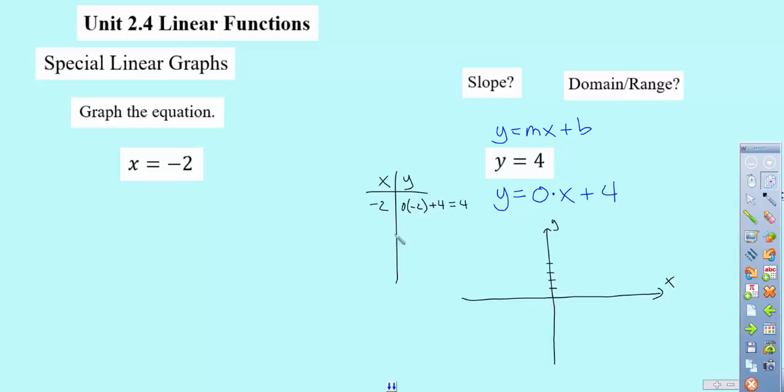I plugged in -2 for my x, so I'd be over here at -2, and I'd be up 4, and that would put me right here at -2, 4. So if I plugged in 0, that would be 0 times 0 plus 4, which is equal to 4. So that would give me the ordered pair 0, 4. So I would go to the right 0, to the left 0, and just go up 4, and that would be 0, 4.